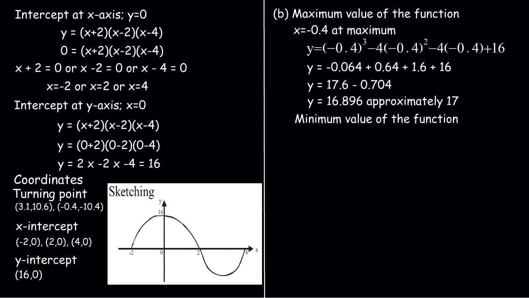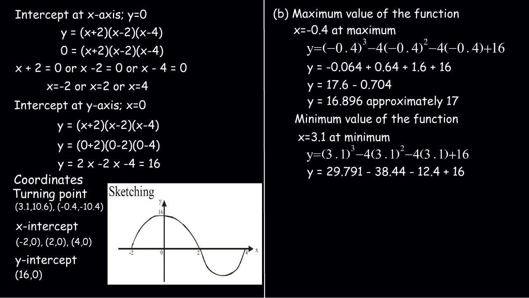Now for the minimum value of our function, s equals 3.1, and substituting into our function, y will be equal to 3.1 cubed minus 4 times 3.1 squared minus 4 times 3.1 plus 16, which will break down to y equals 29.791 minus 38.44 minus 12.4 plus 16. Simplifying further, y will be equal to 45.791 minus 50.84, and y will be equal to minus 5.049, approximately minus 5.